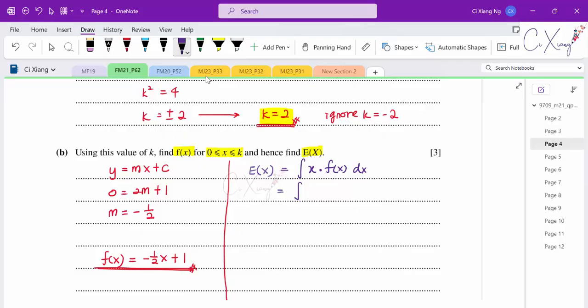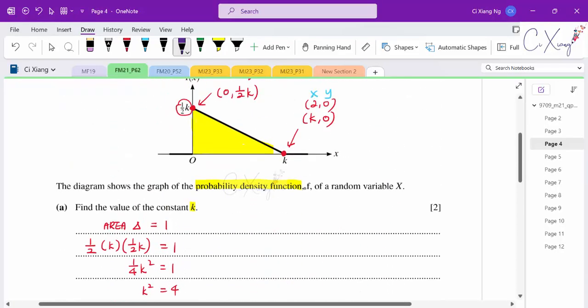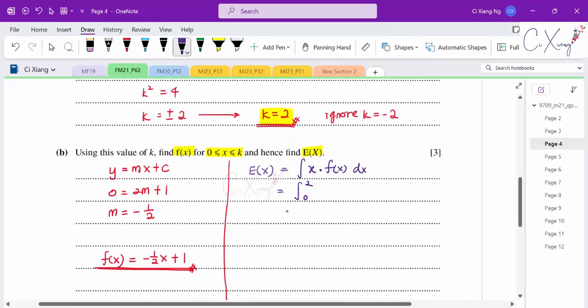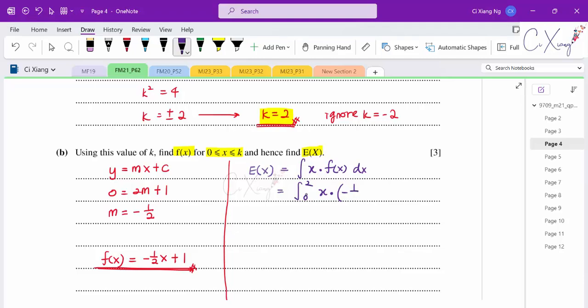Alright, so the whole domain given is from 0 until 2, because you can see that your graph is defined from 0, from here until here, which is from 0 until 2. Okay, so the limit will be 0 until 2. x, I just copy it with the x, and I want to multiply with my function f(x), which is negative half x plus 1. Okay, so before integration, I need to multiply the x inside. Then only I start my integration here.